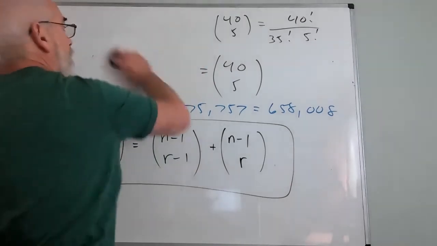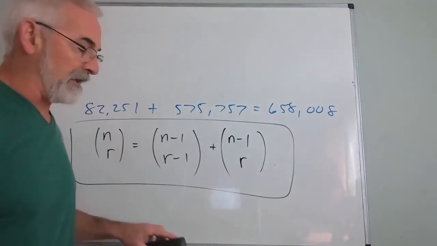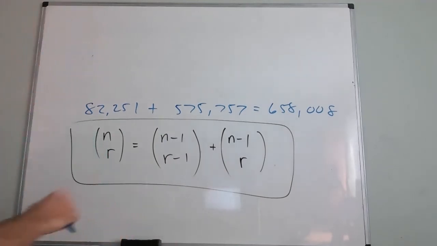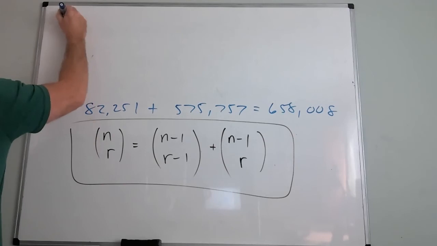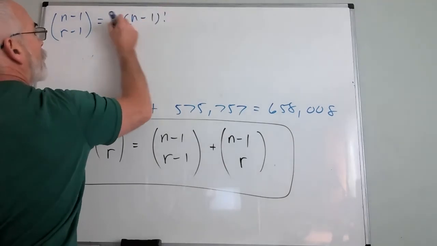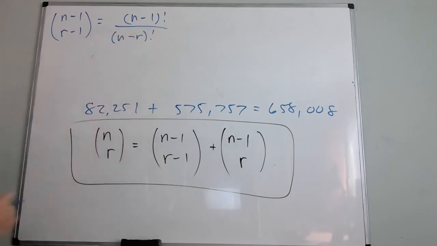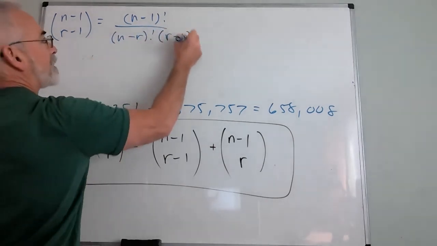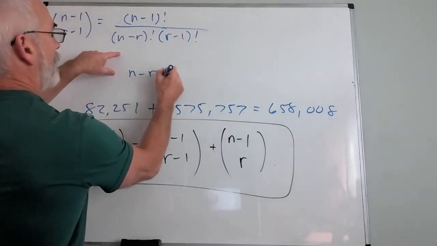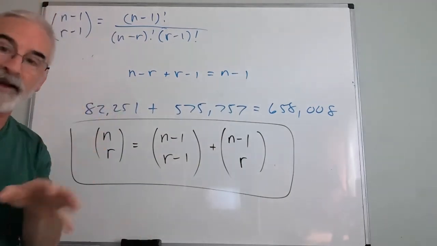So let's prove this. By the way, there's nothing about this that's ridiculously important. It's the process of how do I prove something like this using my factorials and such, because that's kind of where we are right now. So n-1 choose r-1 is equal to n-1 factorial over n-1 minus r-1, which is n minus r factorial, and then r-1 factorial. Now, if all else fails, n minus r plus r-1 has to add up to n minus 1.